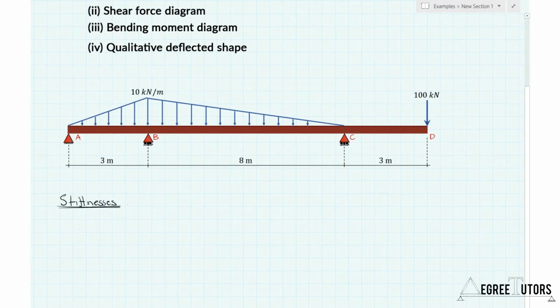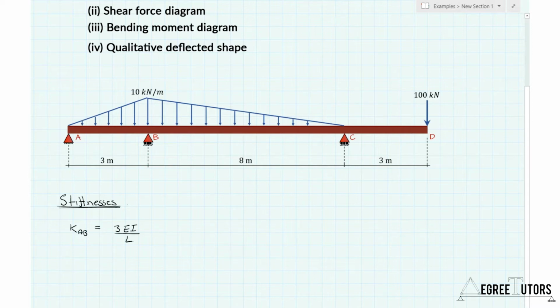So looking at member AB, at A we have no rotational resistance, and at B we do have some rotational resistance because the member is continuous over that support and it continues on to C. So for a member like that where we've got rotational fixity at one end but not the other, the stiffness of that member will be 3EI over L. So we'll say K for member AB is going to be 3EI over L.